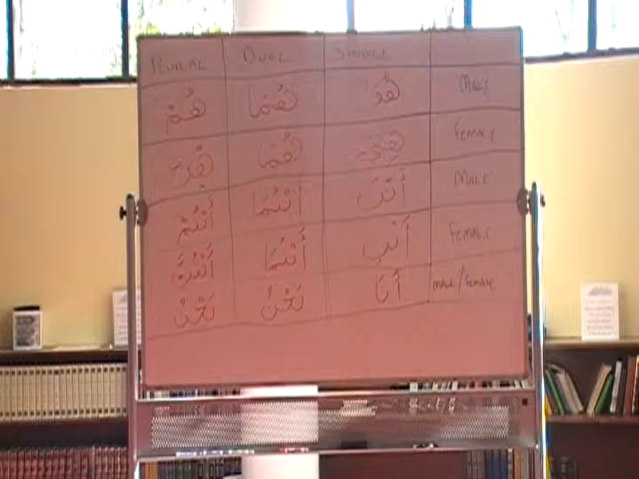الأعمال السيئات شر. الأعمال السيئات is the mubtada and شر is the khabar. Excellent. Now, what are the translations of each word? Al-a'mal means deeds. As-sayyi'at means bad. Excellent. Sharrun, evil. So the bad deeds are evil.